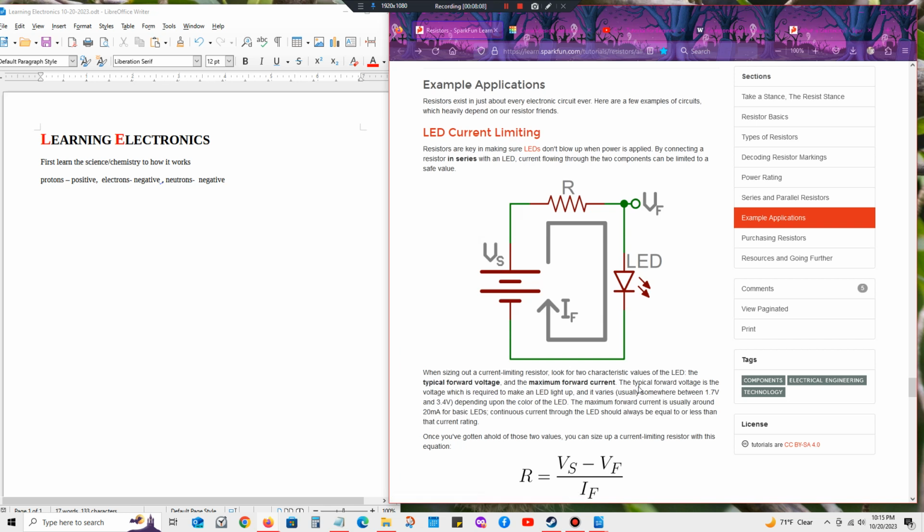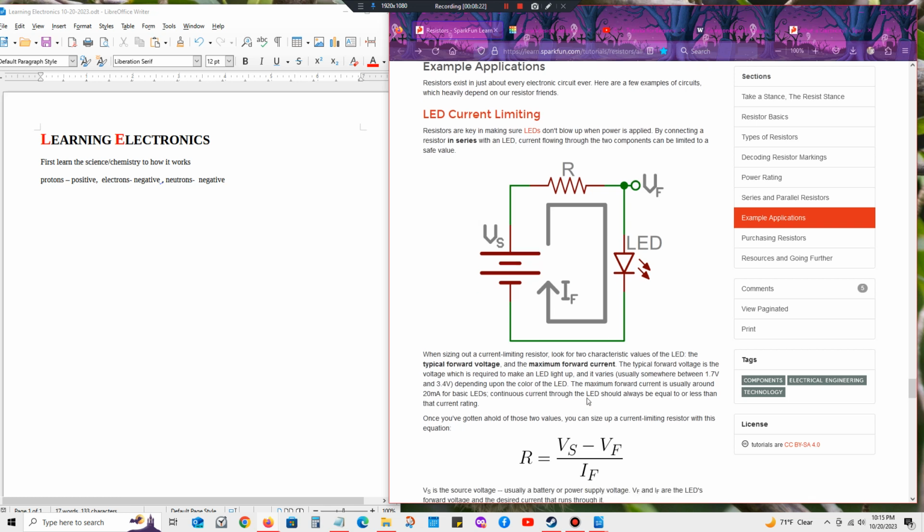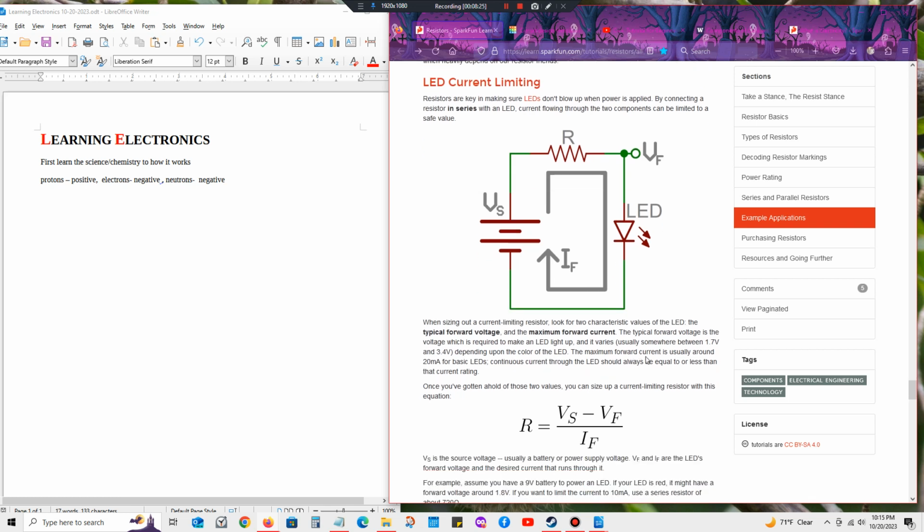But anyways, the typical forward voltage is the voltage which is required to make an LED light up. It varies, usually between 1.7 volts and 3.4 volts, depending upon the color of the LED. The maximum forward current is usually around 20 milliamps. For basic LEDs, continuous current through the LED should always be equal to or less than the current rating.